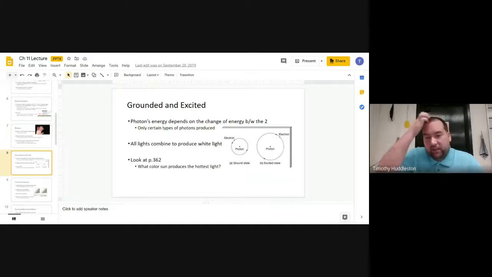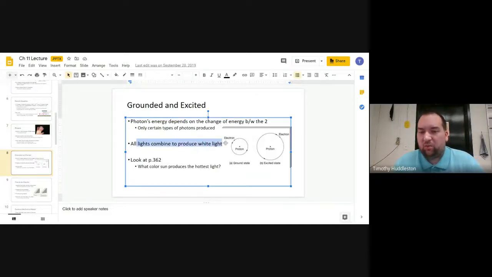A photon's energy depends on the change of energy between the two states. So only certain types of photons are produced. We're talking about that more on the next slide. By the way, side note, all lights combine to produce white light. When I get to this point every year, people ask me what that means, or what happens when you combine all the lights. When I combine all the lights, I get white, because all the colors together are white.